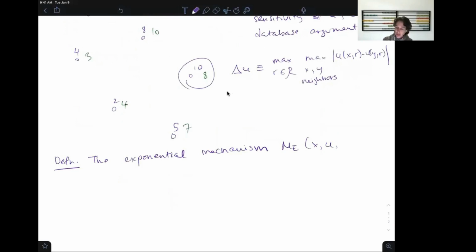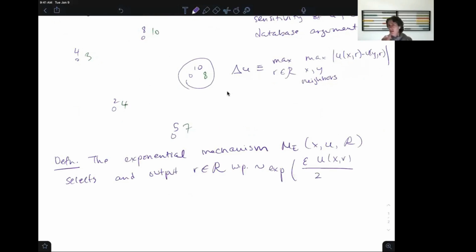So given a database and given one of these scoring functions and a space of outcomes, what it does is select and output an outcome, so one of these potential outcomes, with probability that's proportional to the following function: exp of epsilon times the quality of that candidate given the input database, over 2 (you'll see where that 2 comes from, don't worry about it right now) times the sensitivity of the scoring function.